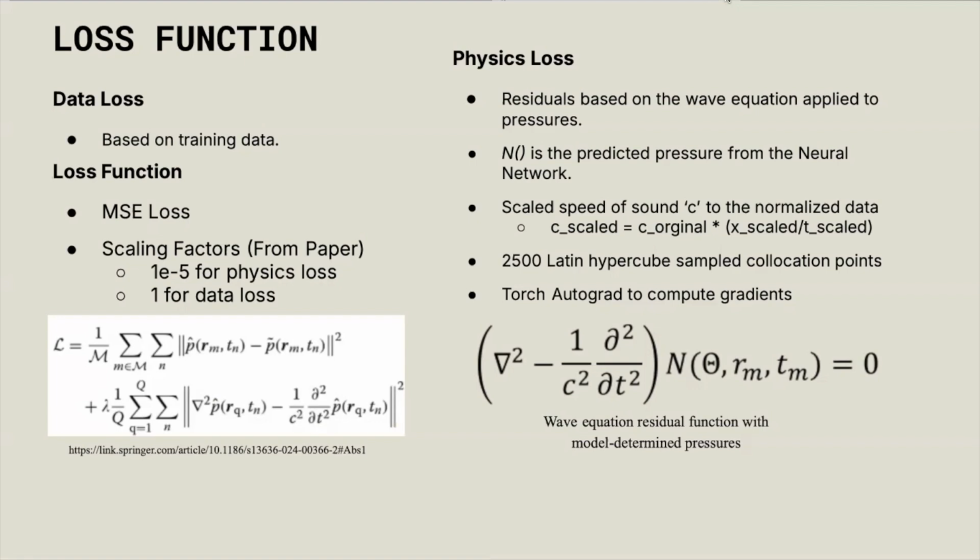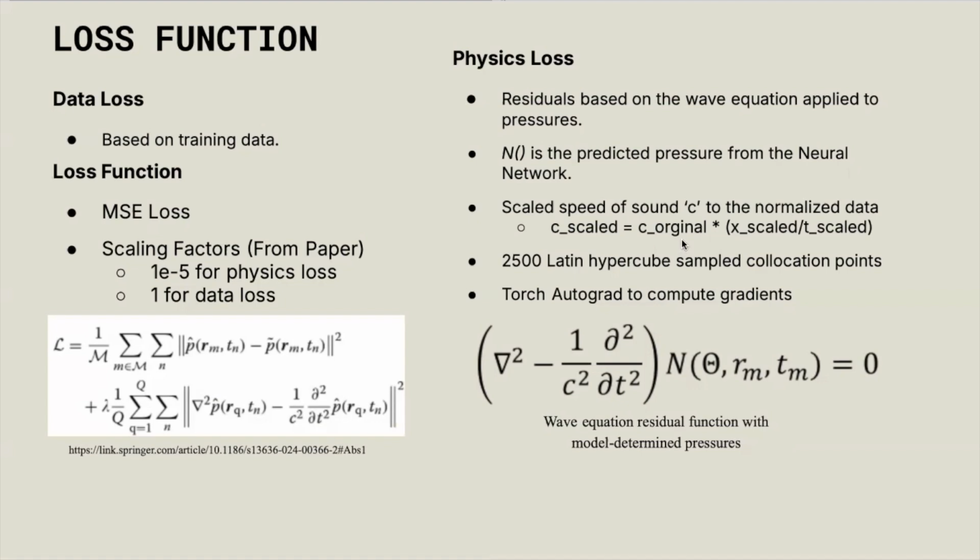We also have our physics loss, which is based off of the 3D wave equation applied to all the pressures. That equation can be seen in the bottom right of the screen, where N is the predicted pressure from the neural network, and everything in the parentheses on the left side is the wave equation applied to the pressures. It's important because we had to scale the speed of sound to our normalized data, and that used the x-scaled and the t-scaled values that we calculated earlier.